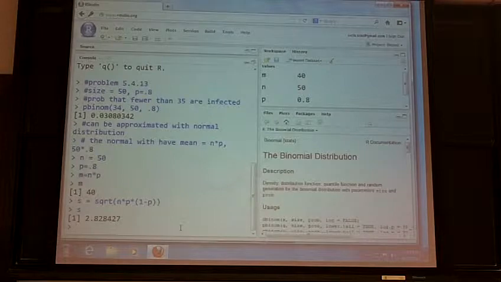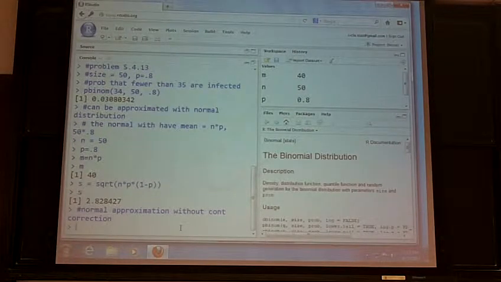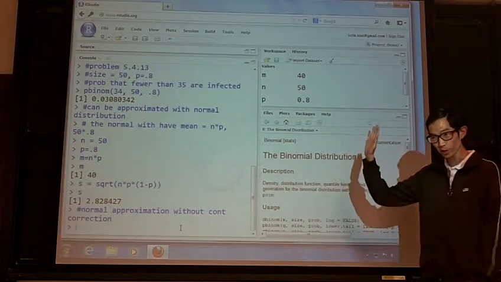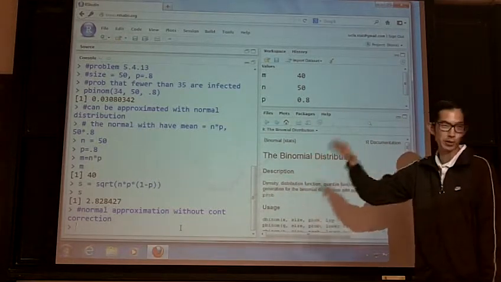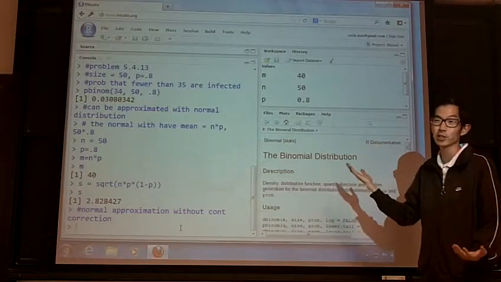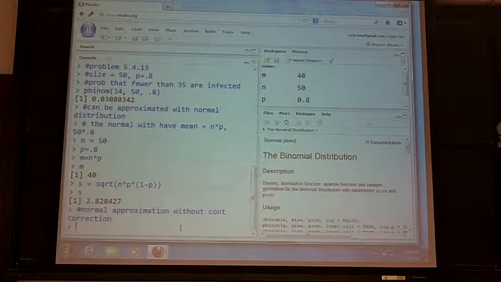And then if I wanted to do a normal approximation, part A says normal approximation without continuity correction. Okay. This is actually a little bit ambiguous, right? Because if I'm doing it without the continuity correction, should I go from 0 to 34, or should I go from 0 to 35? That's the question because we're doing it without a continuity correction.